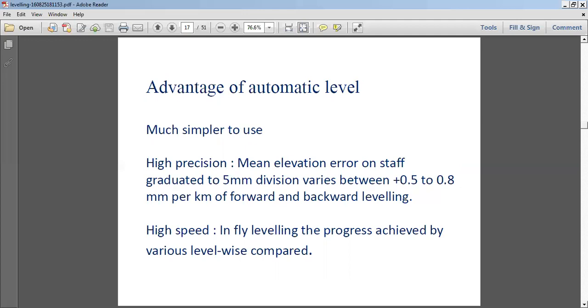For long distances we use the automatic level, which gives you a clear picture of the reading, so you can take the staff reading clearly. It is also time saving. You can transfer the level from one place to another in a short duration of time with the help of the automatic level.